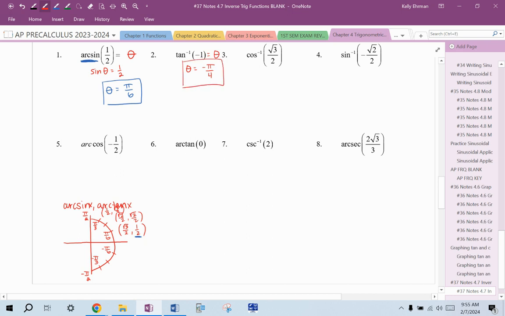Because you're down there in quadrant 4, and you get radical 2 over radical 2, divide those out, one of them's negative.